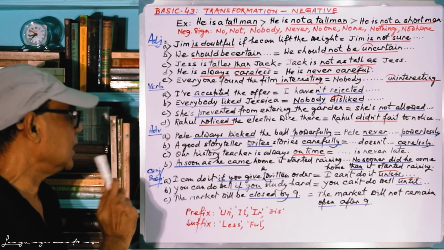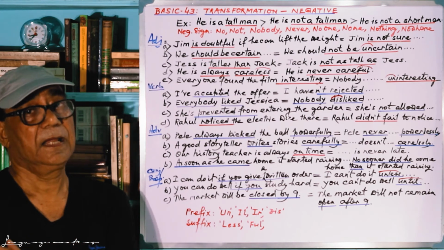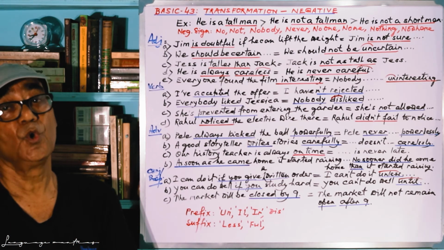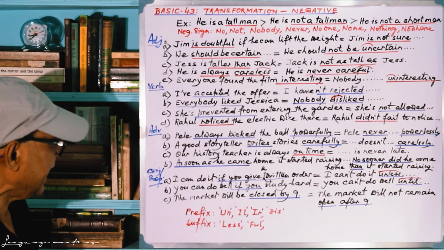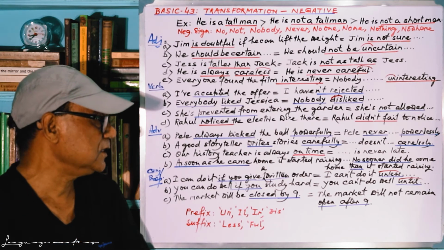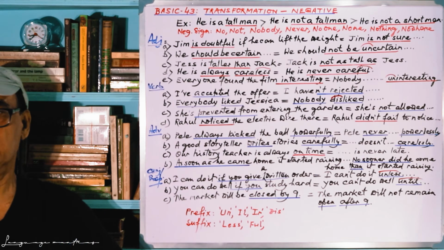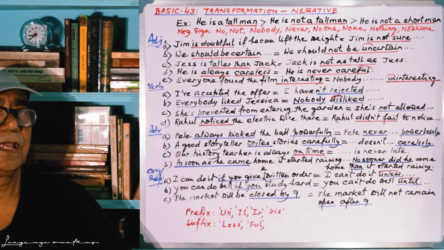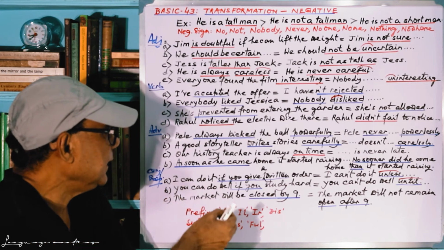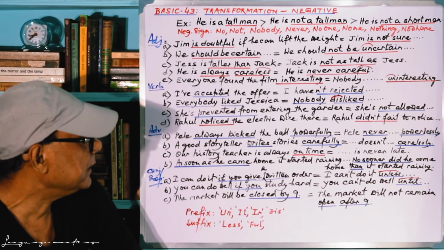Now, come to conjunction and preposition. Sometimes it is possible, while transforming a sentence into a negative sentence, that we change the preposition part or the conjunction part. I can do it if you give me a written order. What happens here? I can do it and you give me a written order. Two parts are there, and they're joined by if. It's an if clause.